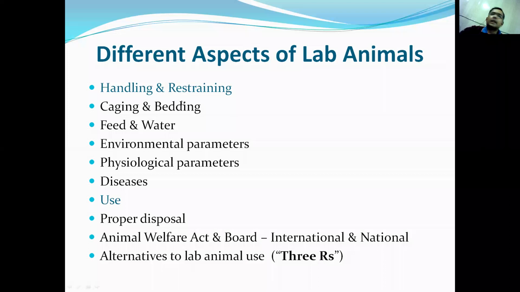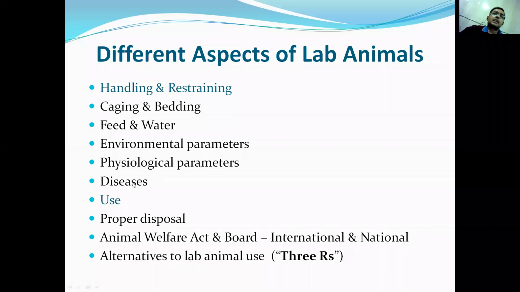Generally, handling and restraining of these animals is an important one. That will be followed by caging and bedding, just like housing of other domestic animals. Feed and water definitely play an important role. Besides this, environmental and physiological parameters may vary from species to species, and they also influence their breeding and other physiological parameters.